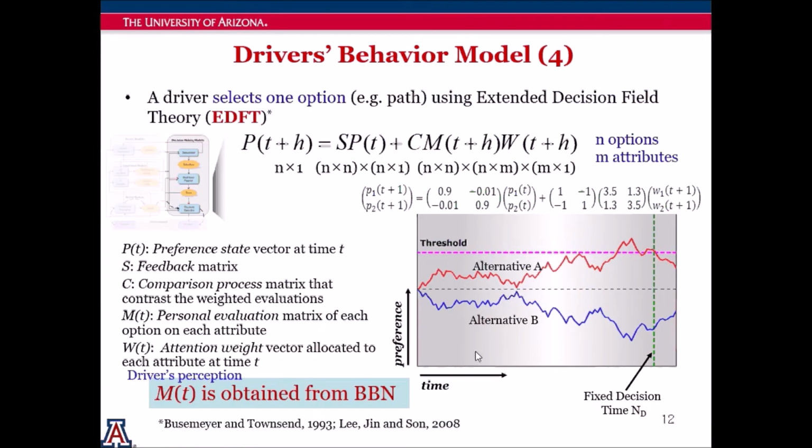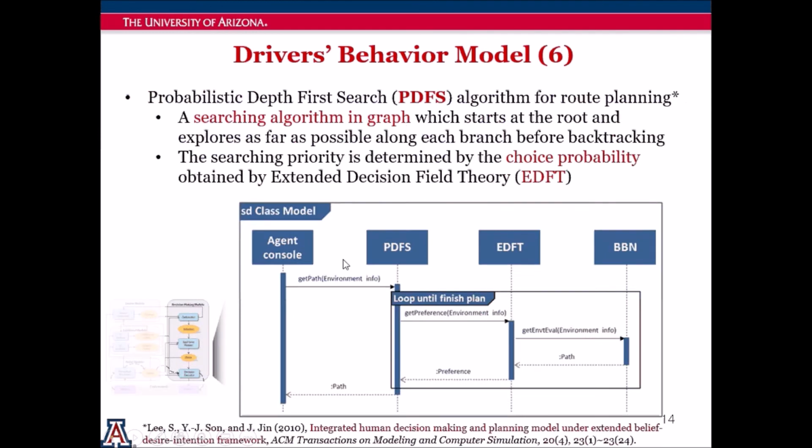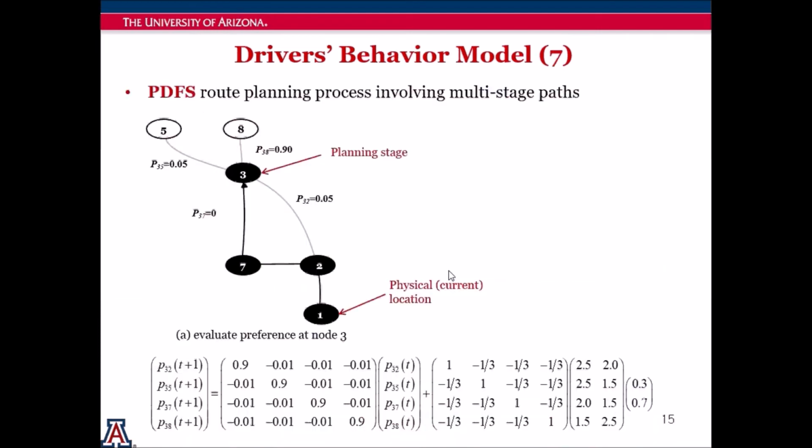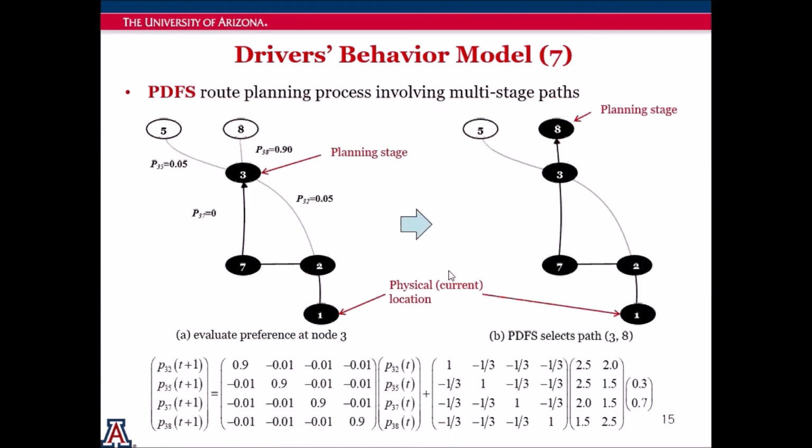And with the extended distance field theory, I will skip this, and also the probability depth-first search algorithm. If you look at it, there's a loop here. A route plan is a combination of multiple links. Under the given information, we use probability to choose a certain roadway: calculate the choice probability and then choose the route at the end. So I have an example on the next page, and here we have an example, okay?